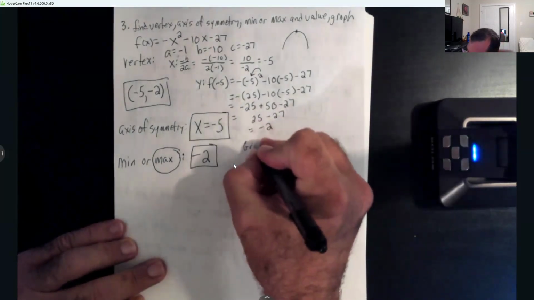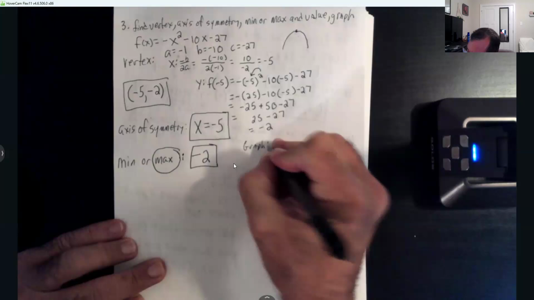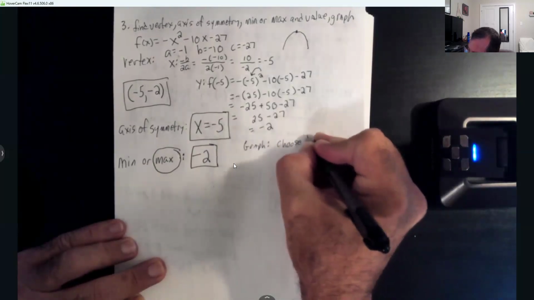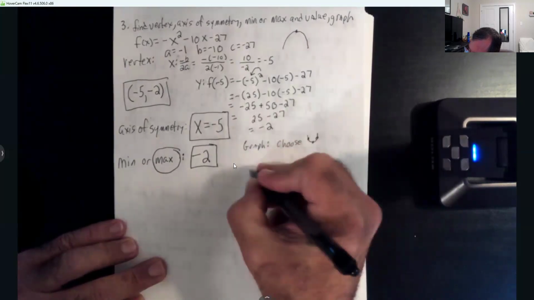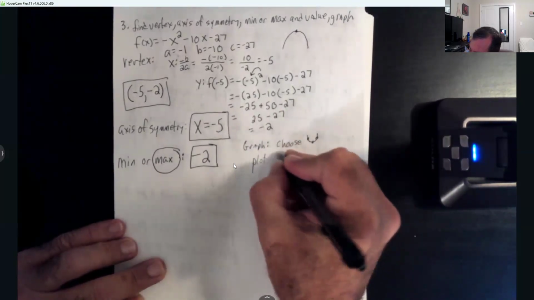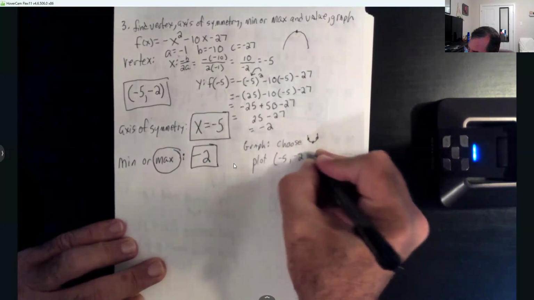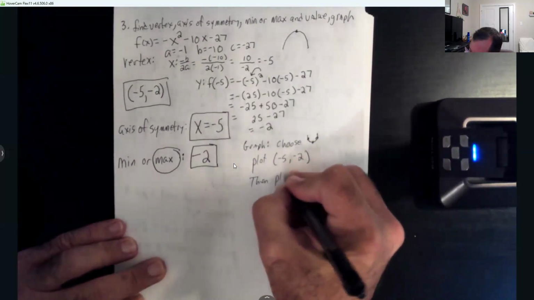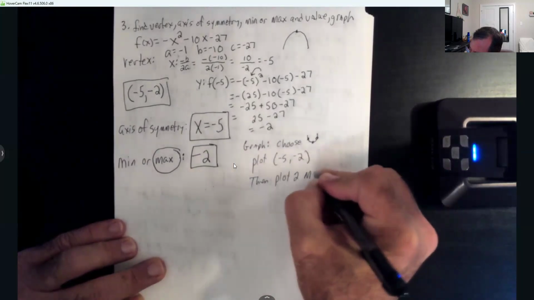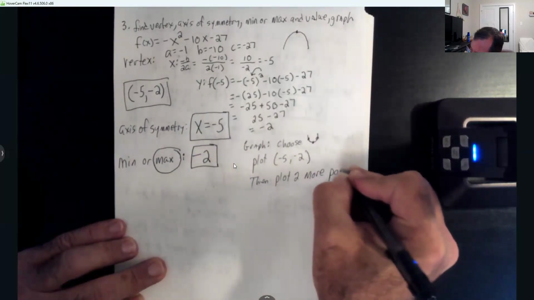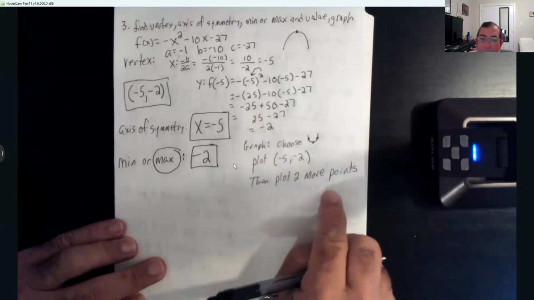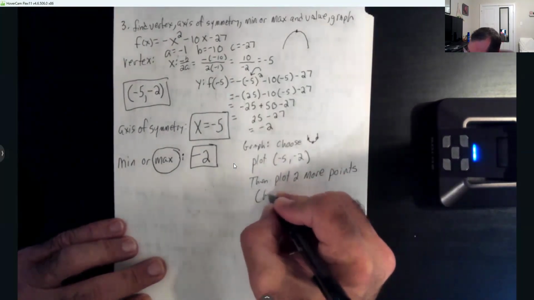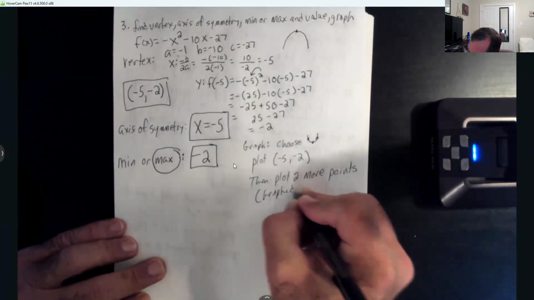Now, when you graph this, you're going to choose the 3-point quadratic tool. You're going to plot -5, -2, then plot 2 more points. And remember, to get to 2 more points, I graphed on calculator.